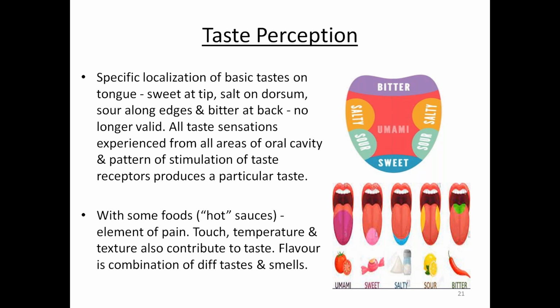And now we know that they are experienced from all areas of oral cavity, and the pattern of stimulation of taste receptors produces a particular taste. With some foods, like for example hot sauces, there is also an element of pain, and touch, temperature, and texture also contribute to taste. Flavor is a combination of different tastes and smells. So you can see here that some foods naturally contain these tastes.